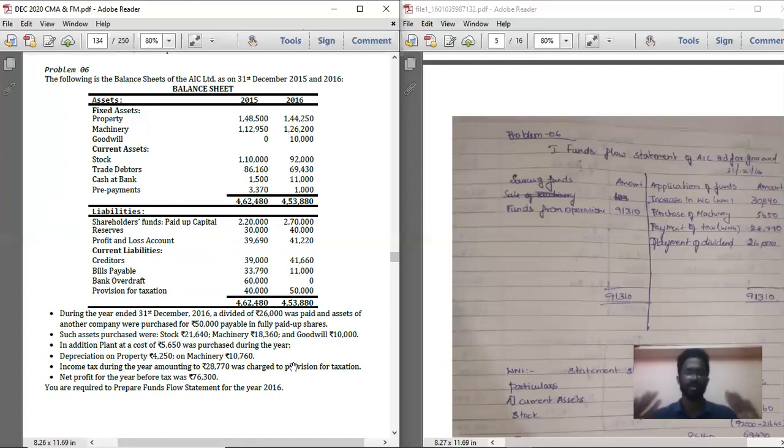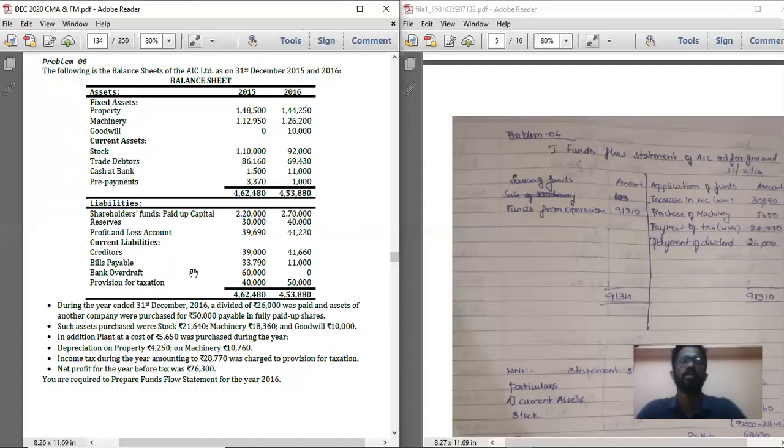So simple fund flow statement, all the sums are similar. What you should do is just work on it. Every adjustment, just see what adjustment they have given, then what you should do. Suppose, for example, in addition, plant at a cost of 5,650 was purchased during the year, which means plant is purchased. So two places you should take it down. One is when plant is purchased, application of funds, record purchase of plant, and in the plant account record on the debit side, to bank 5,650. So this is how you should do the fund flow statement. Every entry you should take to two places.